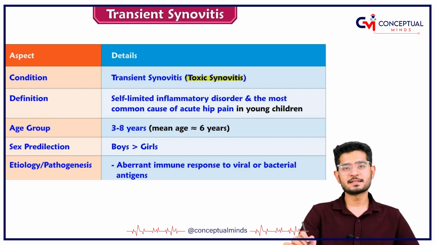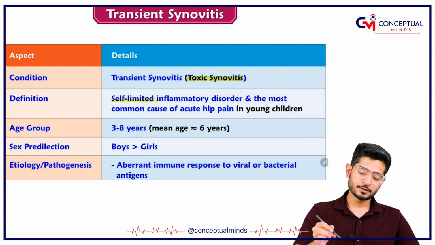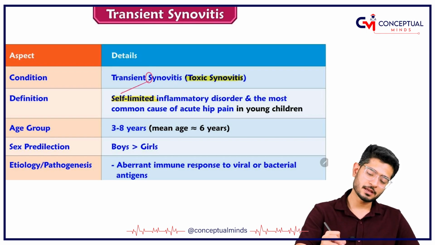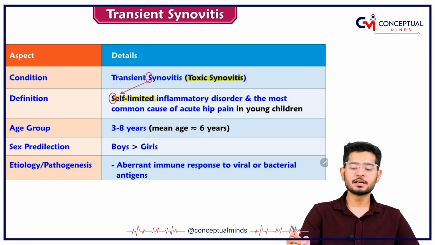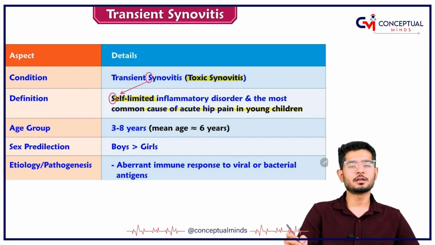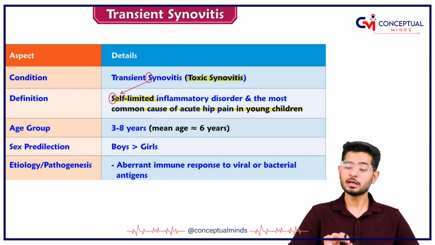So what is the definition? Please understand, the name is telling you it's an inflammatory disorder, and it's self-limiting. From S it is synovitis and from S it is self-limiting. It is the most common cause of acute hip pain in young children. Clear, easy: synovitis is the most common cause of acute hip pain in young children.